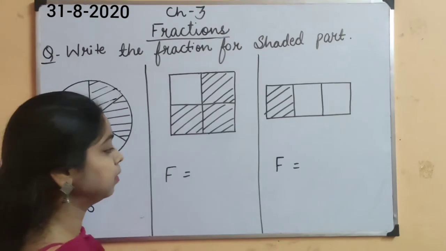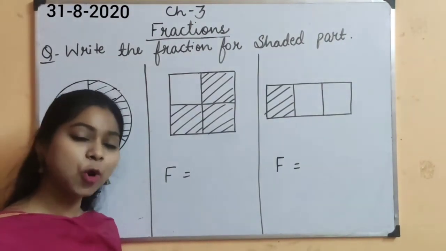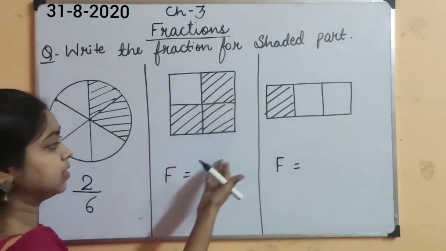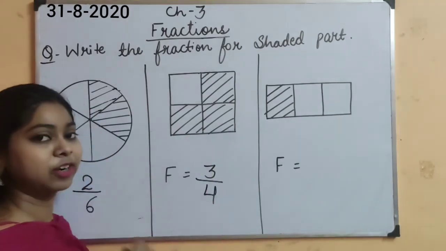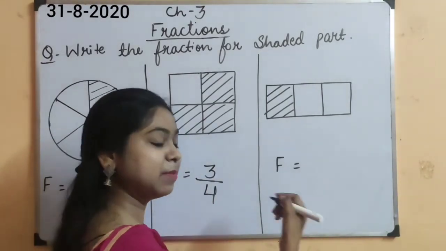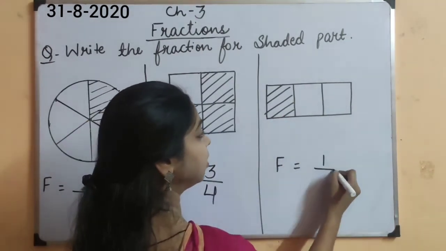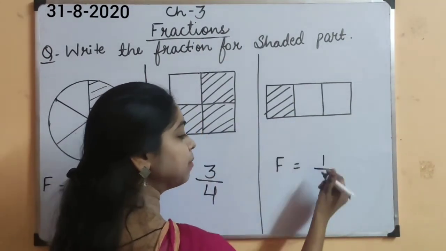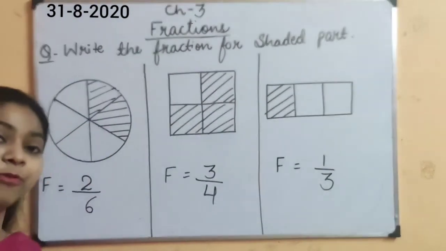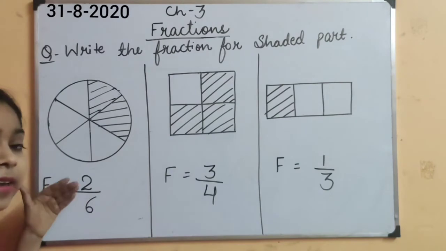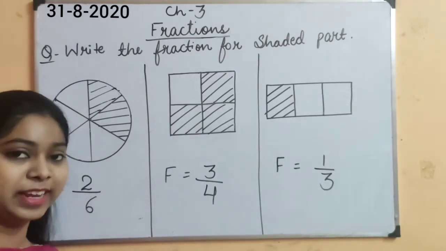Here the fraction will be, fraction is equals to parts taken upon total number of parts. Here parts taken are 3 and total number of parts are 4. Correct. And here, can you tell me what will be the fraction for this shaded part? Yes, the shaded part is 1 and total number of parts are 3. So this was the way how we can write our fraction. The above part is called numerator and the part which is below is called denominator.